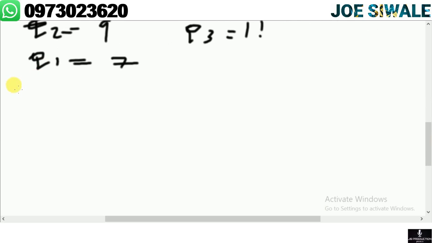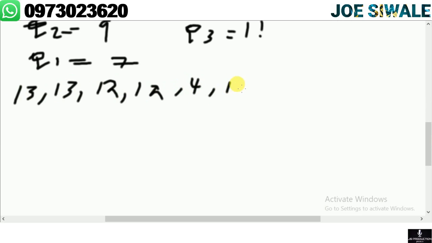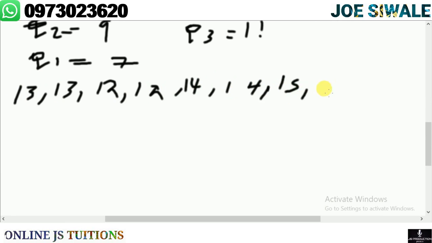So for this another example, I have information which is 13, 12, 12. Then I have 4. I have 14. Sorry, this is 14. I have another 14. I have 15. I have 10. I have 11, I also have 11.